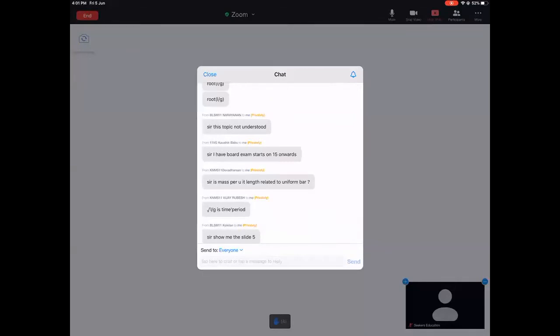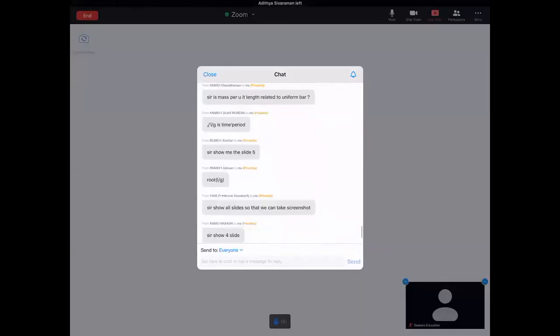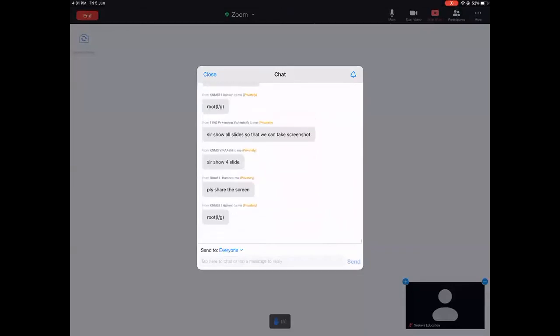Is mass per unit length related to a uniform bar? Yes.